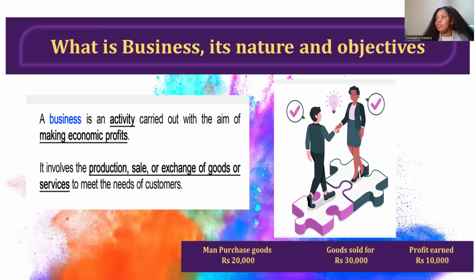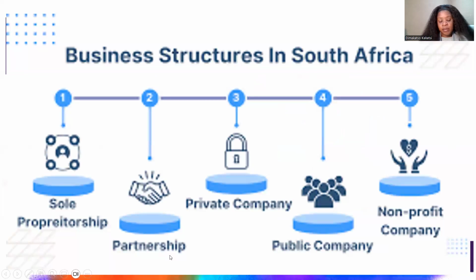The other one could be going to a bank to take a loan. The other one could be coming together as a group. I take out 500 rand, you take out 500 rand, we have 1,000, and we start something bigger. So those are the different ways that we can generate a capital to start a business. And then let's get into the different types of businesses that we have here in South Africa. We have a sole proprietor, a partnership, a private company, a public company, and a non-profit company, or clubs.